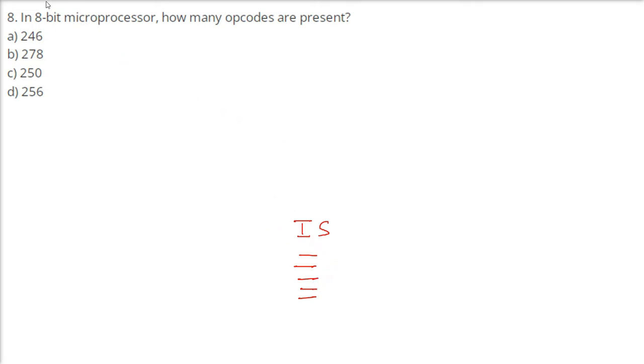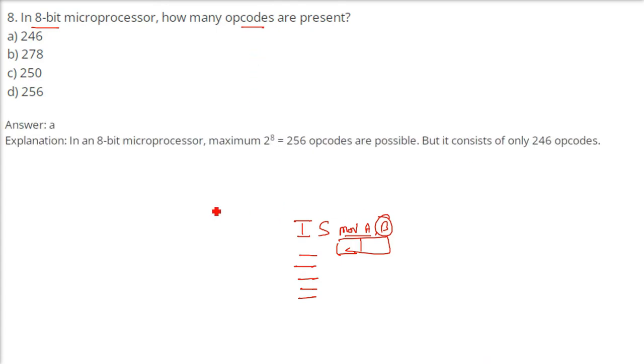See, 8 means 2 to the power 8 is the highest limit, which is 256. Every operation has two parts: an opcode part and a second part, which is the operand part. For example, MOV A, B. The first part is the instruction and the second part is the data. In an 8-bit microprocessor, a maximum of 2 raised to 8, which is 256 opcodes, are possible, but it consists of only 246 opcodes.